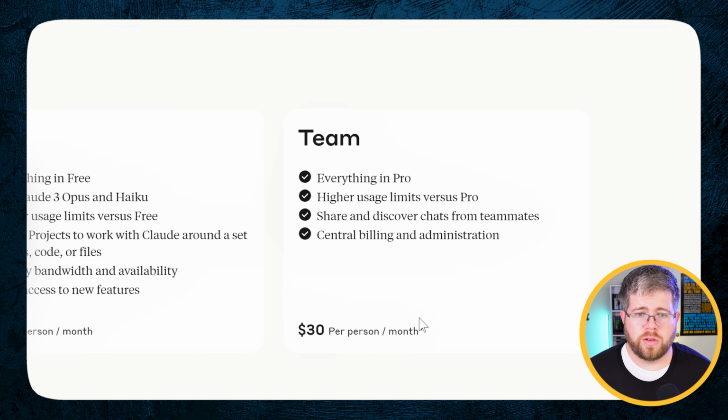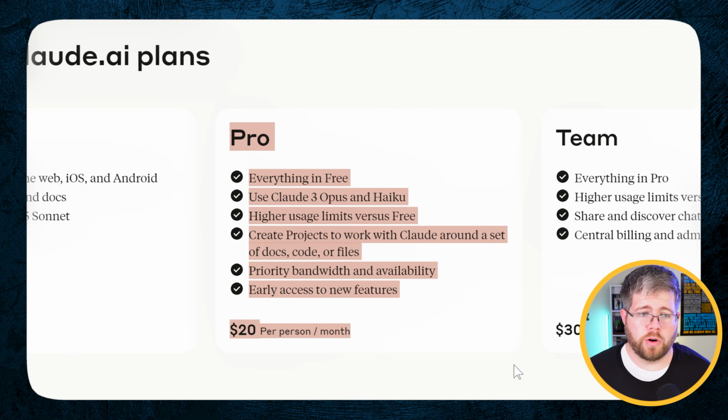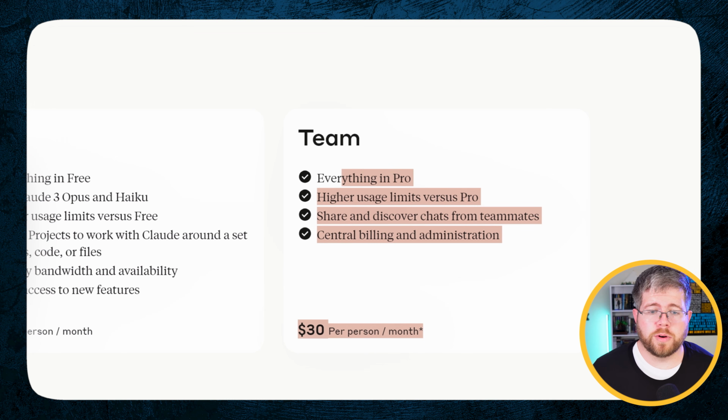but you can have multiple people on a team. You get everything that's in Pro. You get even higher usage limits than what you got with Pro. Plus you can share it with teammates. So you can have things that go across your team, and you also get central billing and administration. So that's it. That's a pretty basic pricing structure. And most of you are just going to be using this Pro version unless you're really pushing it all the time and want to upgrade to the $30 per person version. Or if you have a team that all of you want to be using Claude, you can use that version.